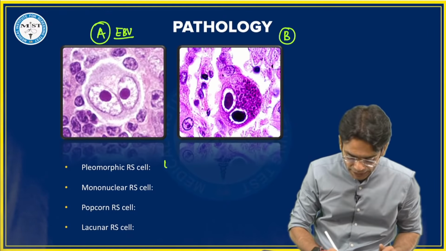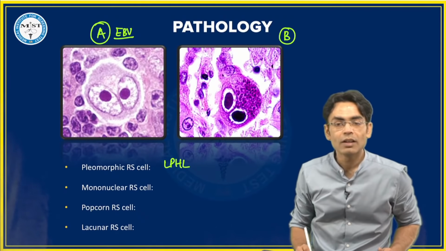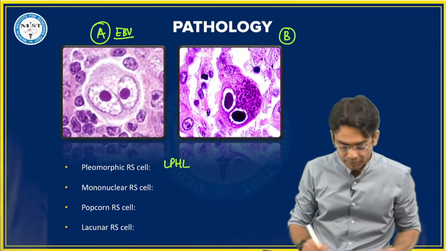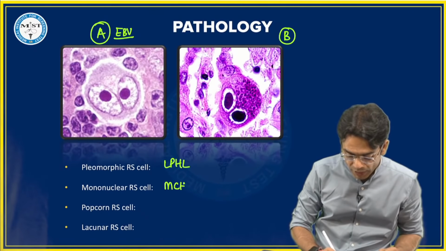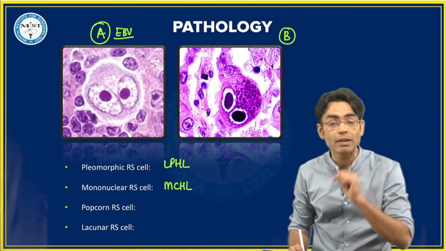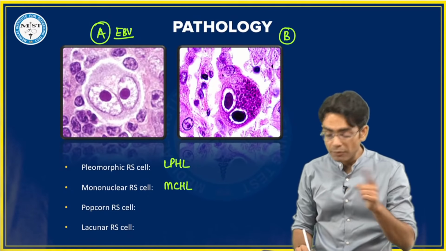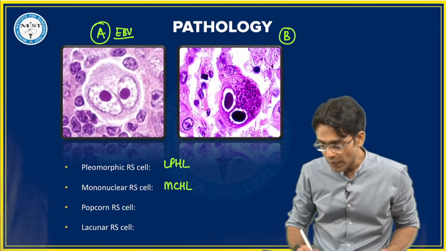Yes, very good beta. LPHL, lymphocytic poor Hodgkin's lymphoma. Mononuclear, M for mixed cellularity Hodgkin's lymphoma. M for M, in India it is the most common in India. Popcorn, again P for P, you can match. Yes, very good beta.